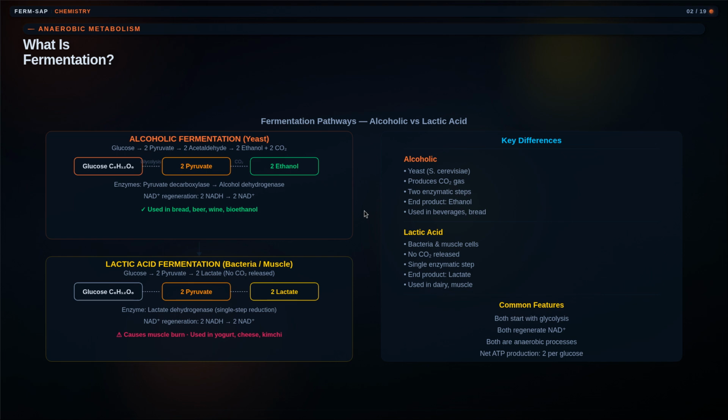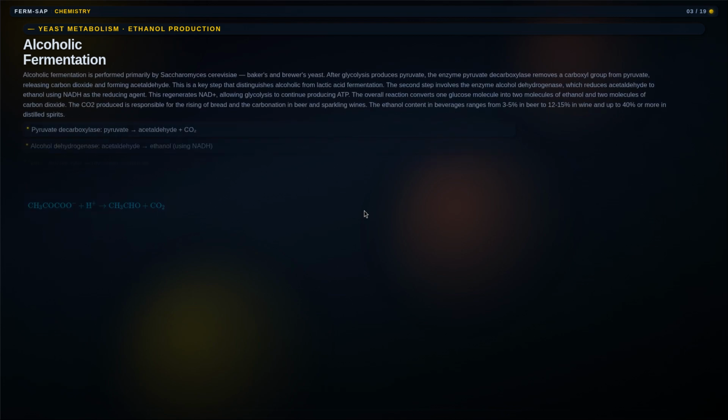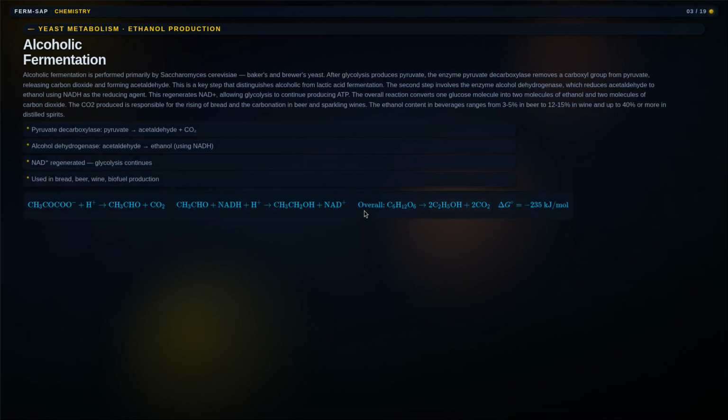Under anaerobic conditions, the pyruvate is further converted into fermentation end products to regenerate NAD+, which is essential for glycolysis to continue. The two most common types are alcoholic fermentation, performed by yeast, and lactic acid fermentation, performed by bacteria and in muscle cells. Alcoholic fermentation is performed primarily by Saccharomyces cerevisiae, baker's and brewer's yeast.